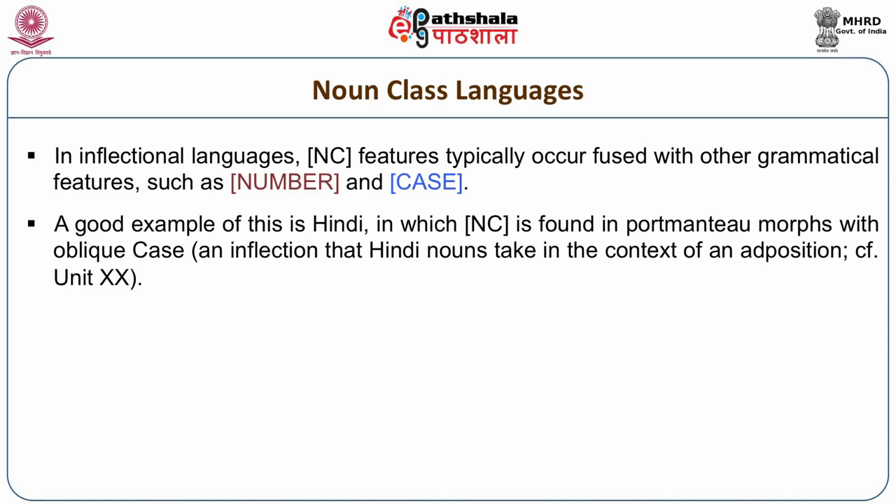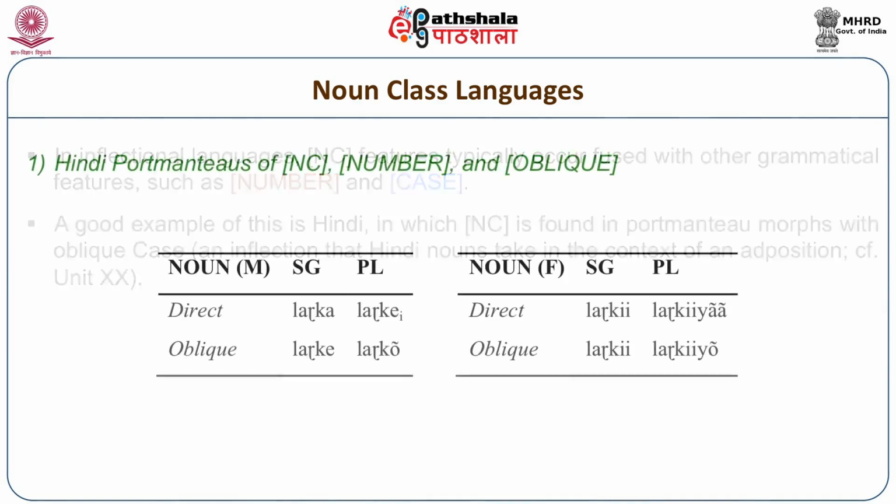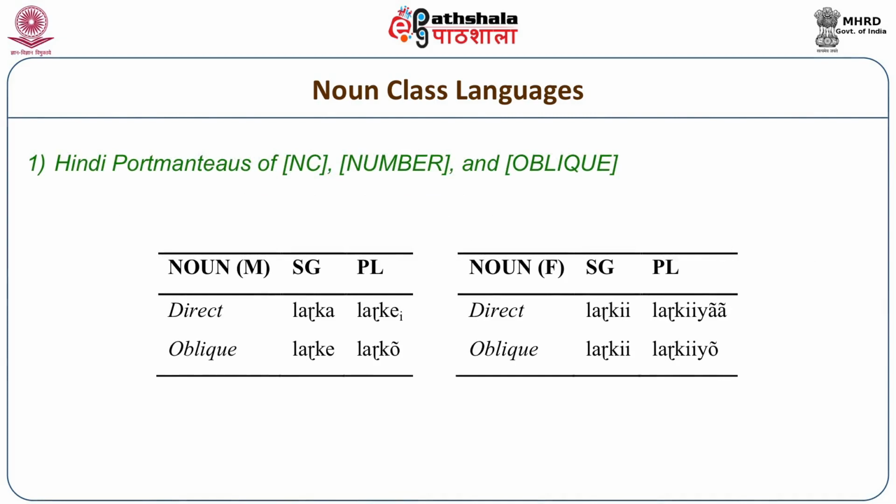In the noun ladka, a indicates masculine gender but also marks singular and also marks nominative. Ladke, in the context of an adposition such as in ladke ko, the a morpheme marks both oblique case and continues to preserve masculine singular. So the a morpheme is then a fused morpheme signifying number, case and noun class.